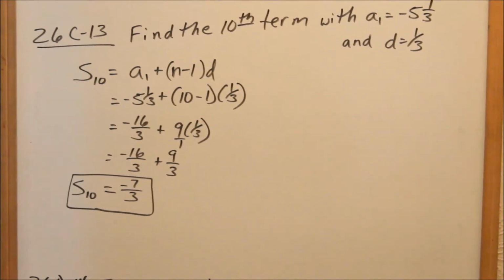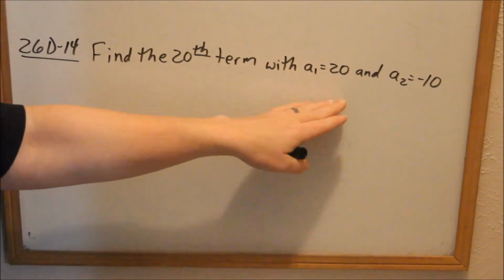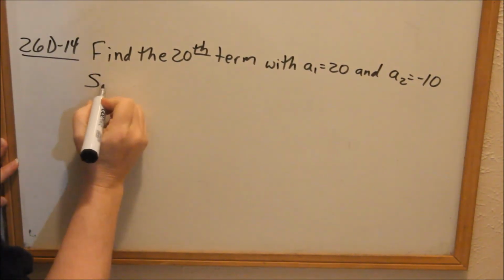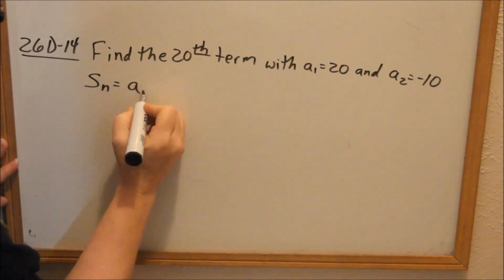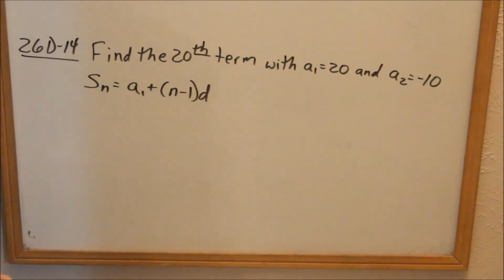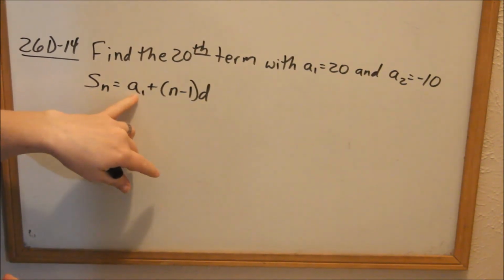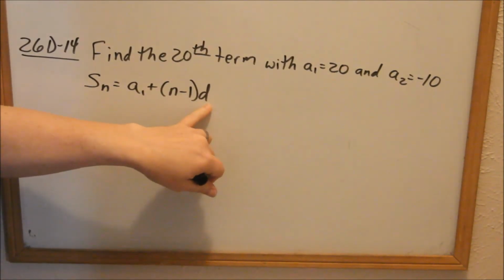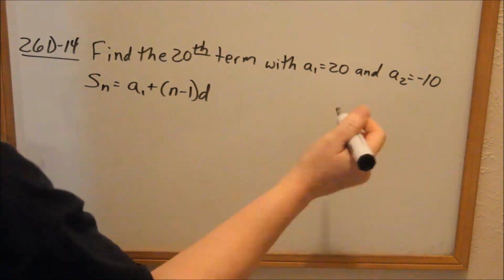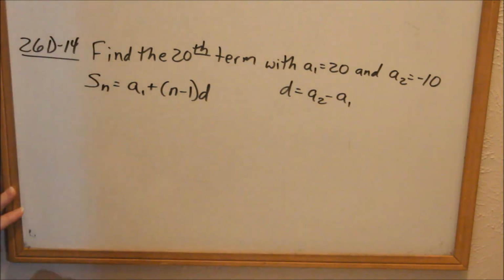Okay, looking at 26D number 14, find the 20th term with a sub 1 equals 20 and a sub 2 equals negative 10. Well, we have a formula for finding the specific term. Here's our formula: the first term plus whatever term you're looking for minus 1 times the common difference. You have to know which term you're looking for. We're doing the 20th. You have to know the first term. We're told that. And you have to have the common difference. Well, we don't have the common difference, but we're given the first term and the second term. How do you find the common difference? By doing the second term minus the first term.